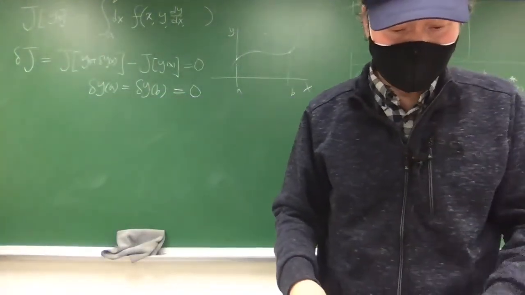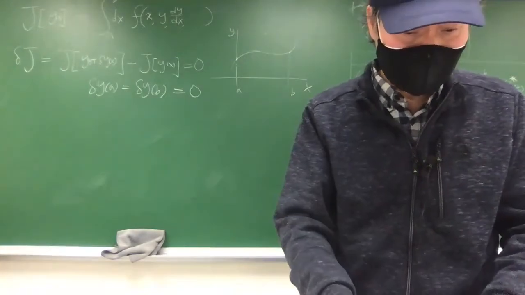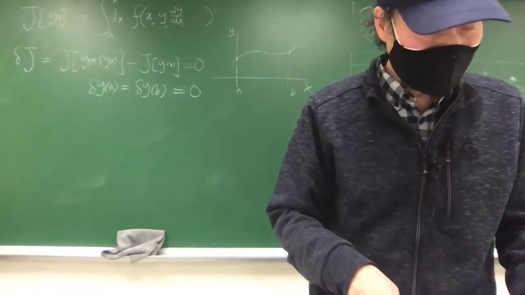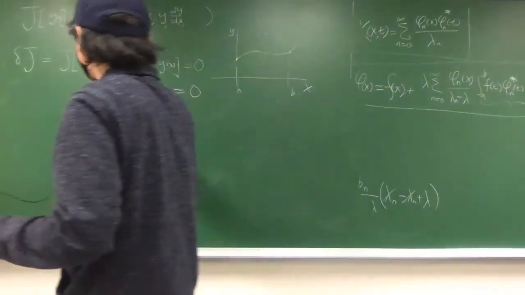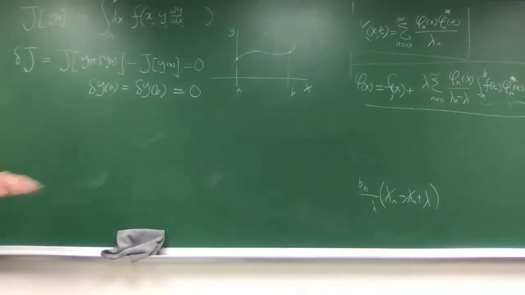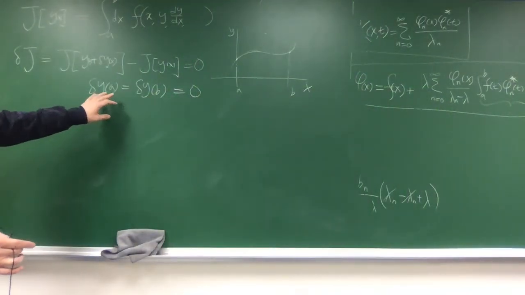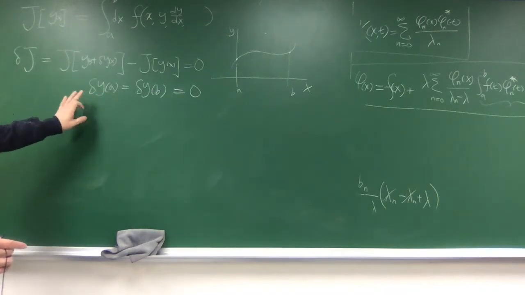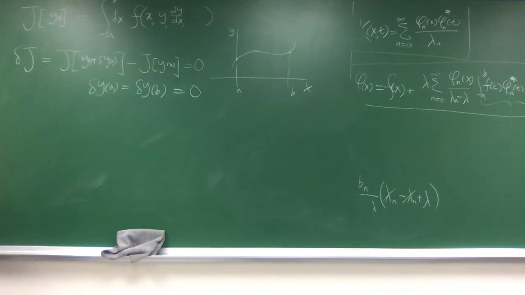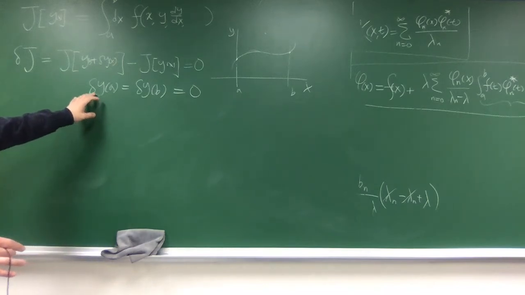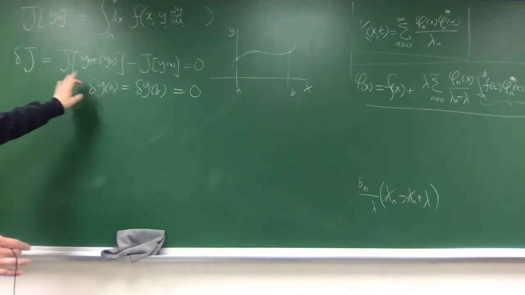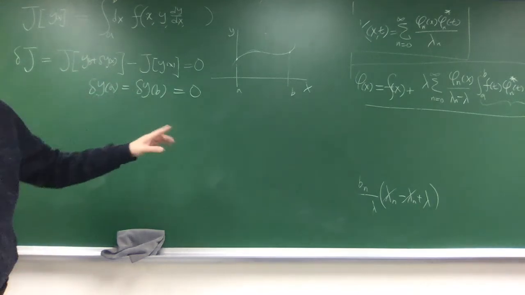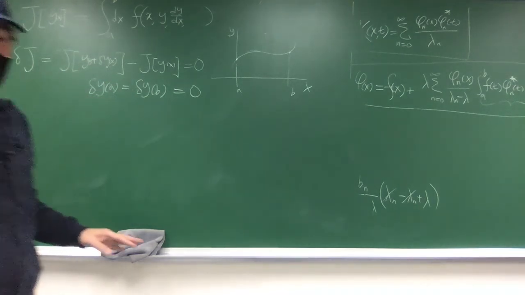Okay. And now the idea is to get an equation for y, such that when y satisfies that equation, which usually would be a differential equation because y is a function, then this delta J would be zero. So we want to find that equation, okay?